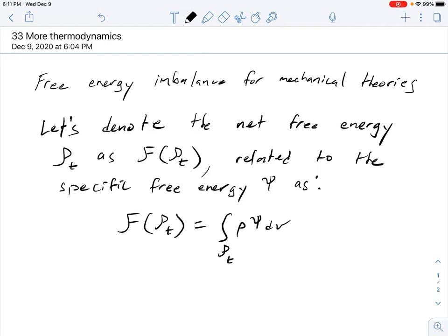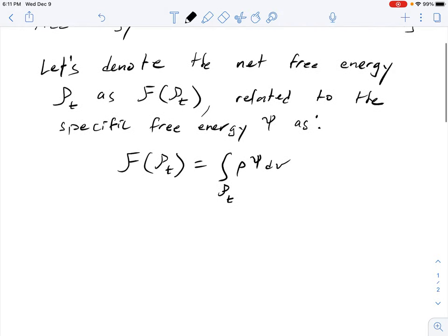So like I said, the net free energy would include, you know, the recoverable part of your thermal energy and your strain energy. So yeah, it'd be like your internal energy. Well, we went over what it was for the thermal side last time.